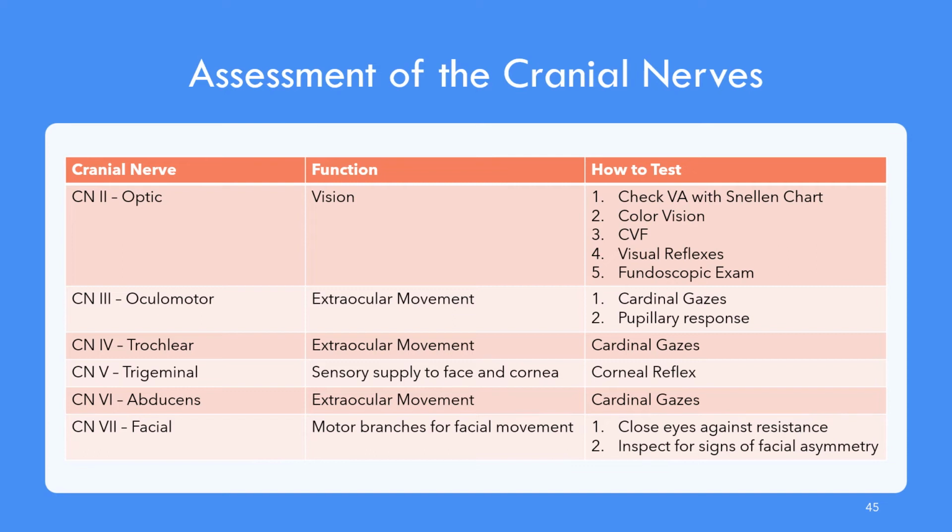Cranial nerve 4, the trochlear nerve, also involved in extraocular movement, and again we're going to assess it by the cardinal gazes. Cranial nerve 5, the trigeminal nerve, is a sensory supply to the face and cornea, and we can check this by doing a corneal reflex test. Cranial nerve 6, the abducens nerve, is also involved in extraocular movement, and again we're going to assess that through the cardinal gazes. And then cranial nerve 7, the facial nerve, involves motor branches for facial movement, and here we can assess it by closing eyes against resistance or inspecting for signs of facial asymmetry.